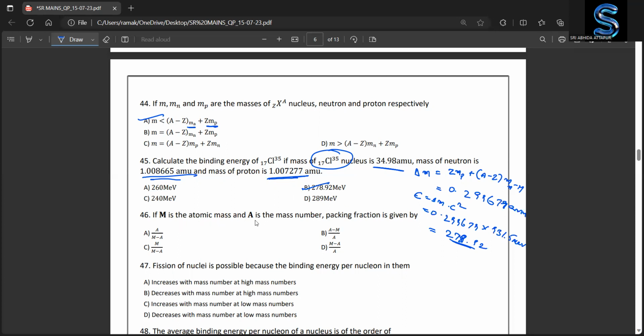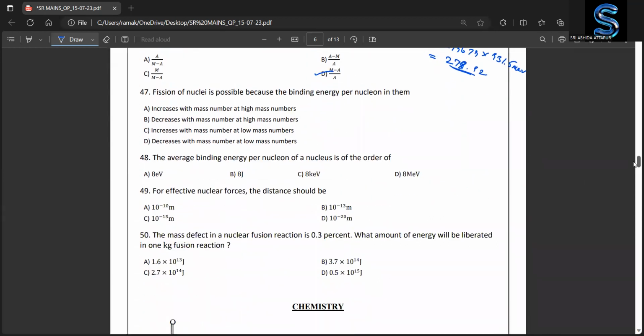If M is the atomic mass and A is the mass number, the packing fraction is represented as (M minus A) by A. After that, the next question: fission of nuclei is possible because the binding energy per nucleon decreases with the mass number at a high mass number. So this represents the condition for fission.